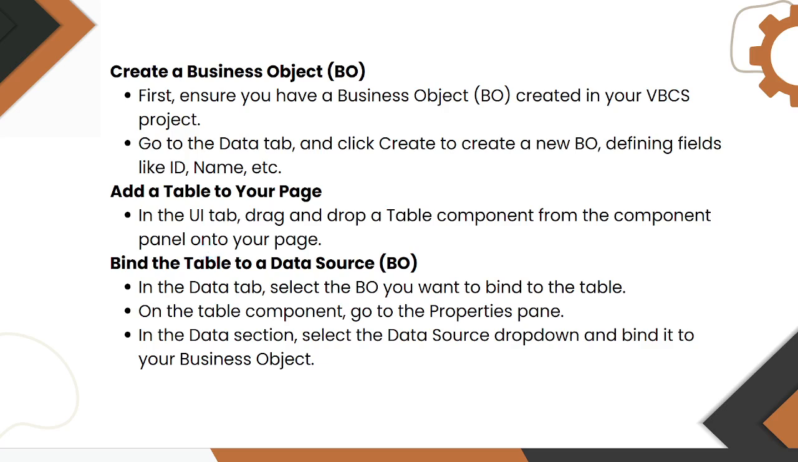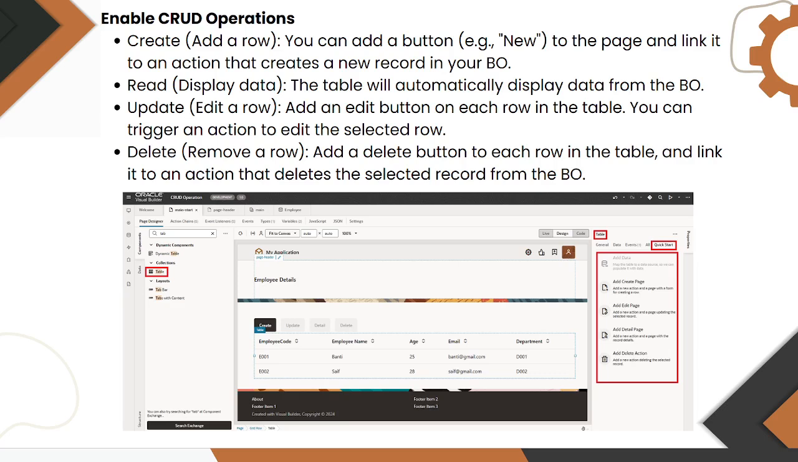Create a business object. First, ensure you have a business object created in a Visual Builder project. Add a table to your page. First of all, drag and drop the table component. Bind the data to the data source. Enable CRUD operation, create, add row. You can add a button, for example New, to the page and link it to an action that creates a new record.